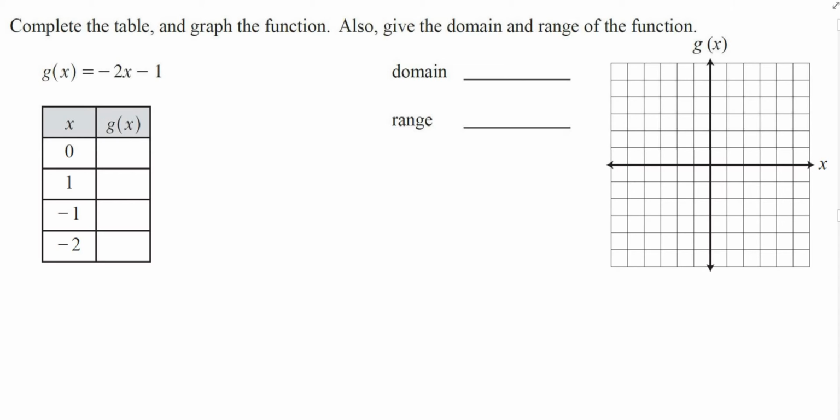This is part 2 of the homework video guide for section 5.5, and I will start off with question 12a. For 12a, I need to complete the table, graph the function, and also find the domain and the range for the function here. We're given that g of x equals negative 2x minus 1, and we're given the following x values: 0, 1, negative 1, and negative 2.